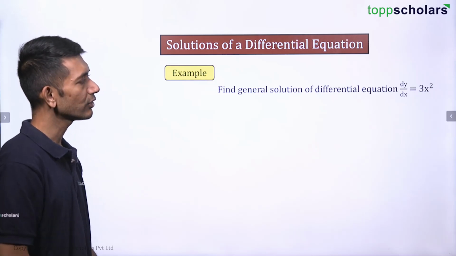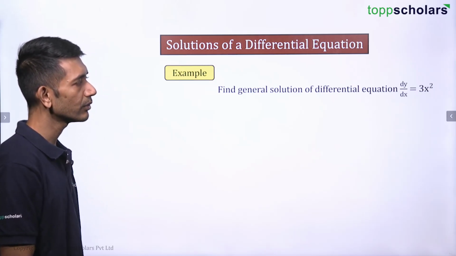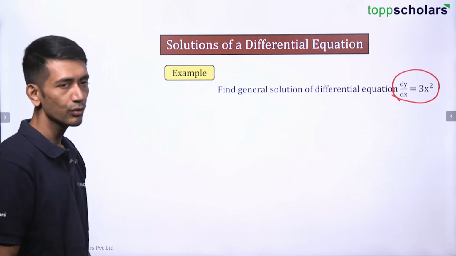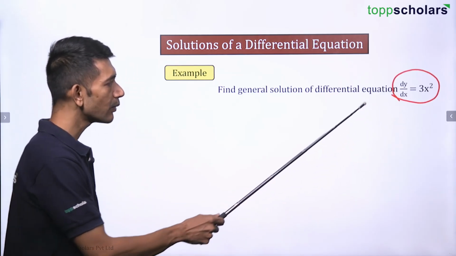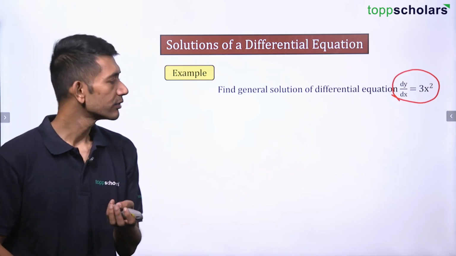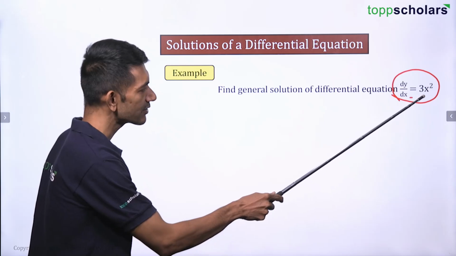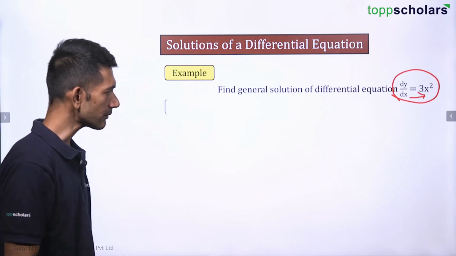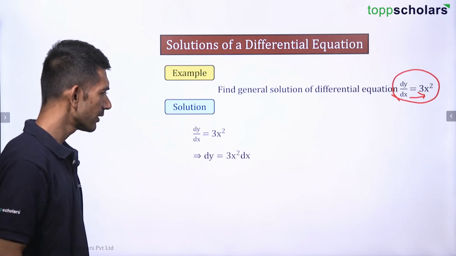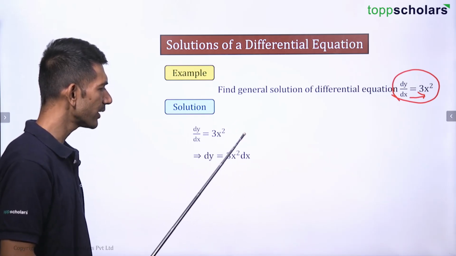Find the general solution of the differential equation dy by dx is equal to 3x square. What is step number 1? This is also called the variable separable method. We will drag this dx to the other side, that will be our first step. So taking dx on the other side, can I say dy is equal to 3x square dx?